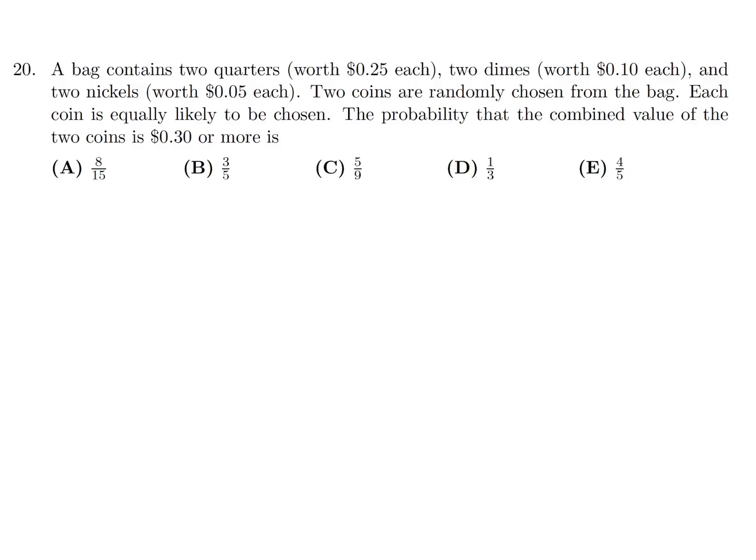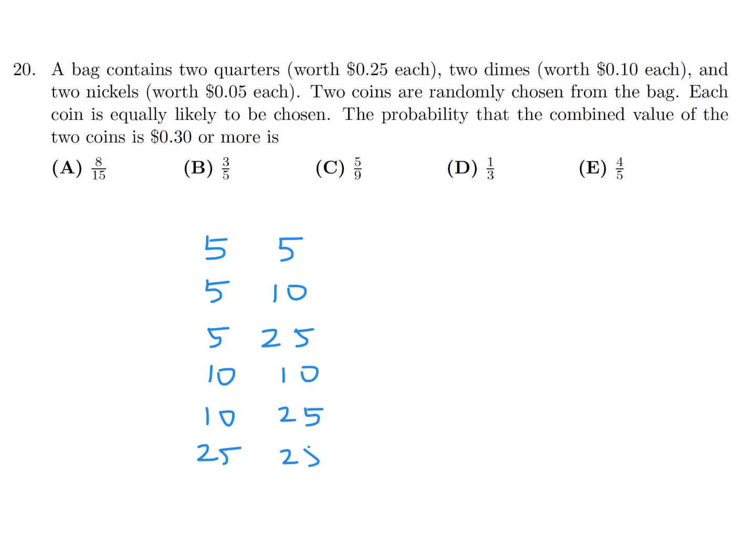A bag contains 2 quarters, 25 cents each, 2 dimes, 10 cents each, 2 nickels, 5 cents each. 2 coins are randomly chosen from the bag. Each coin is equally likely to be chosen. The probability that the combined value of 2 coins is 30 cents or more is. So what are the scenarios? 5 cents, 5 cents; 5 cents, 10 cents; 5 cents, 25 cents; 10 cents, 10 cents; 10 cents, 25 cents; 25 cents, 25 cents.